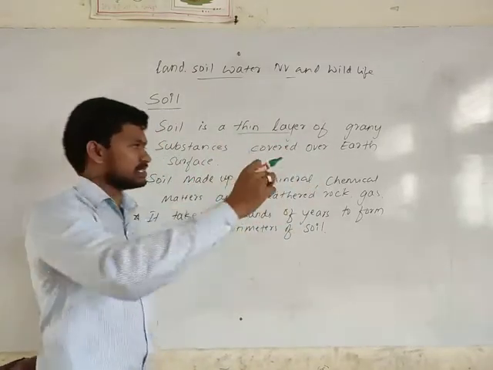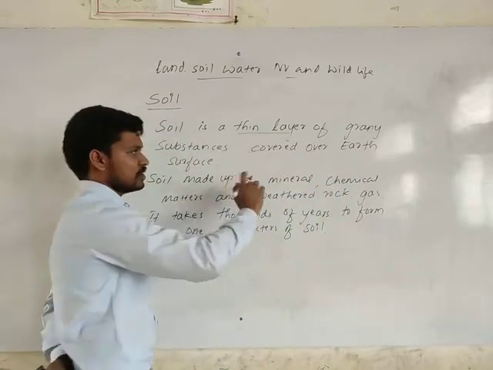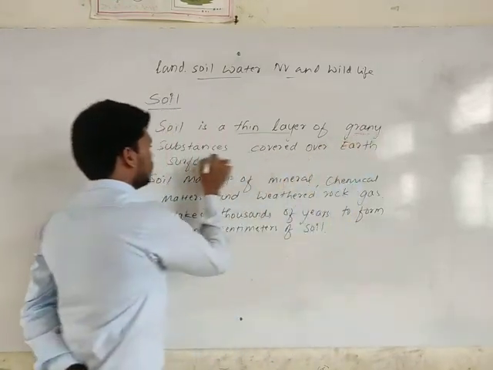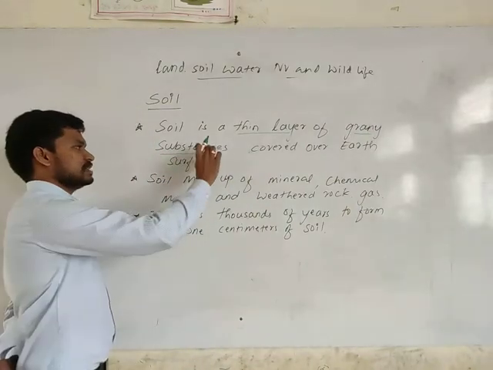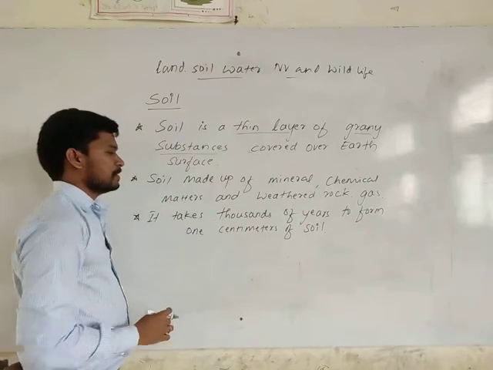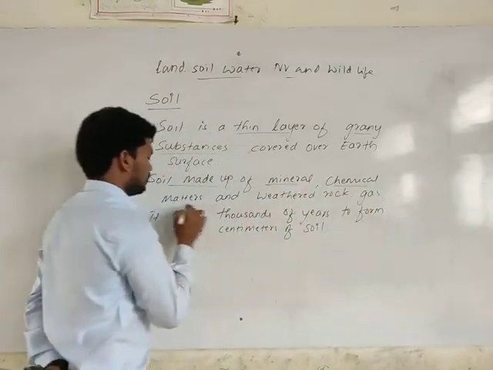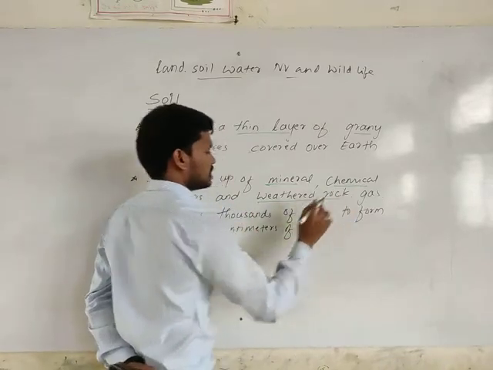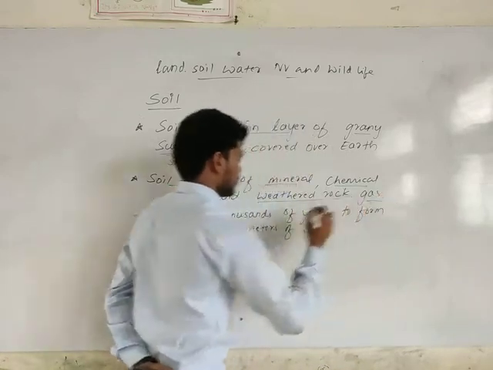So on the crust, we have the soil cover. It is a very thin layer. Soil is made of grainy substances, tiny grainy substances. It's made up of minerals, chemical matter, and weathered rock, and also along with gas.